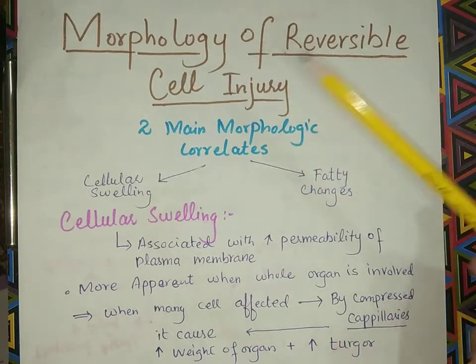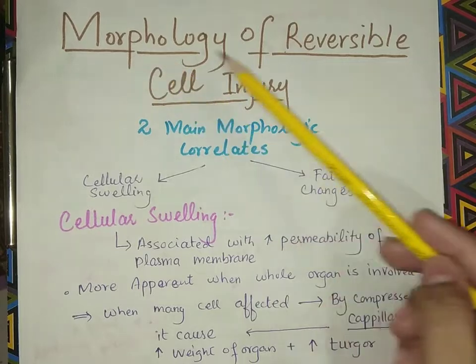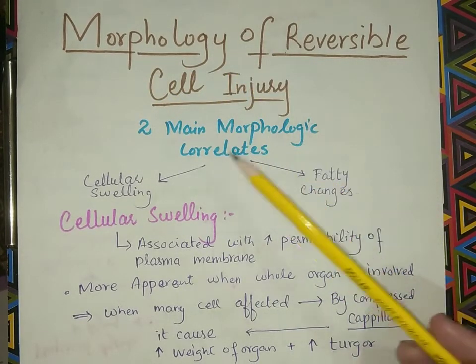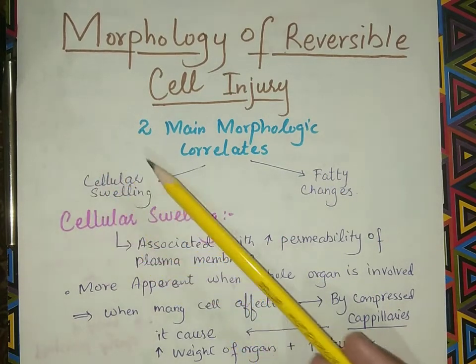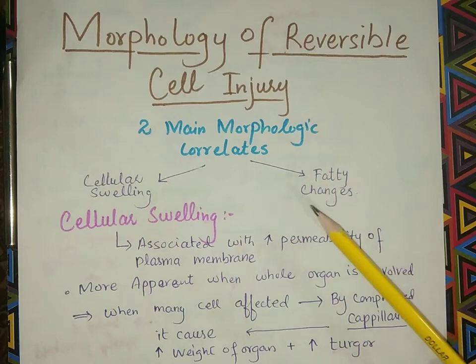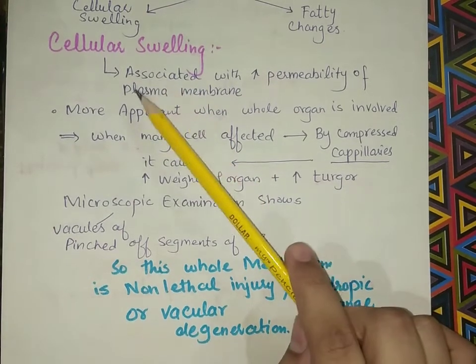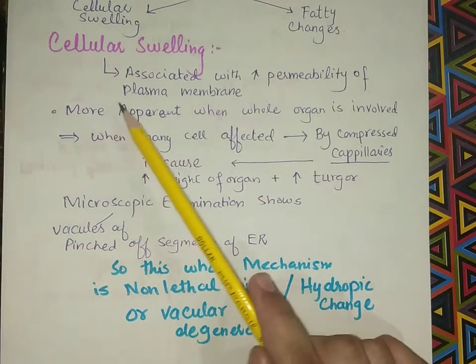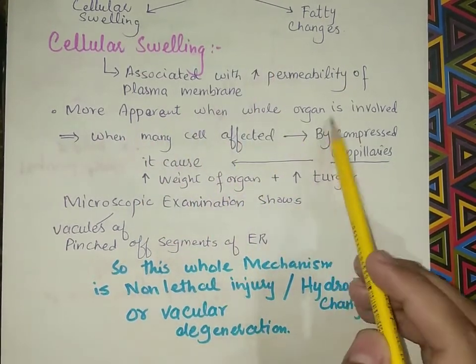The part 2 of the irreversible cell injury, and today we will discuss morphology. There are two main morphologic correlates: cellular swelling and fatty changes. Let's talk about the cellular swelling. Cellular swelling is associated with increased permeability of the plasma membrane. It is more apparent when the whole cell is involved.